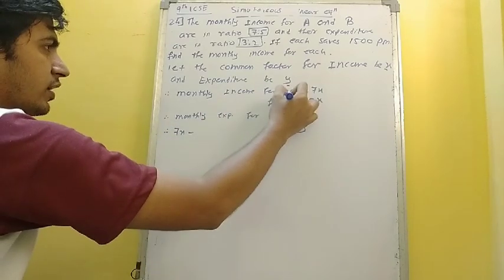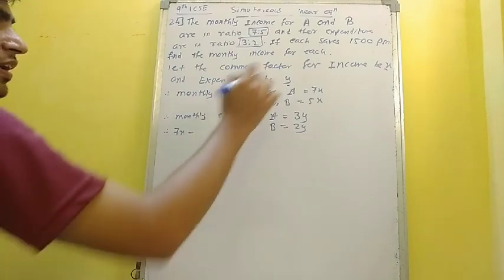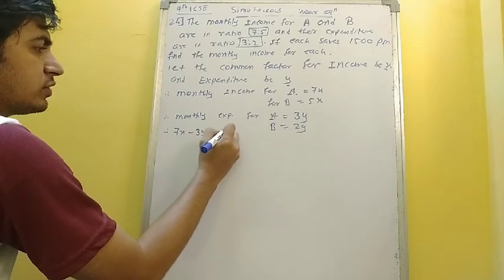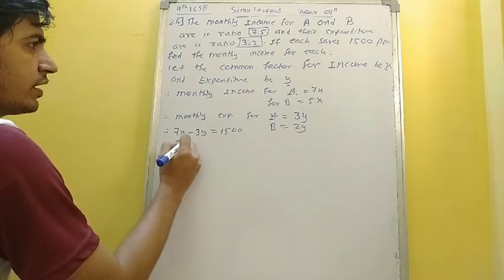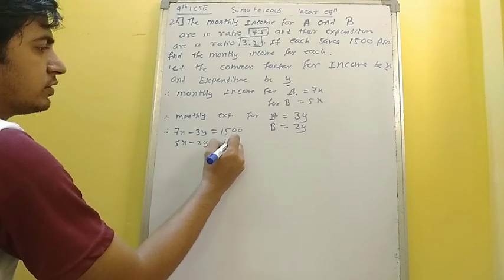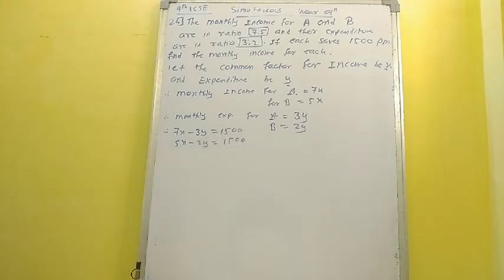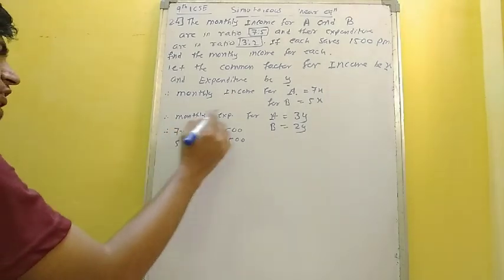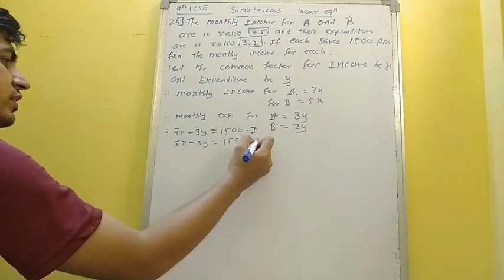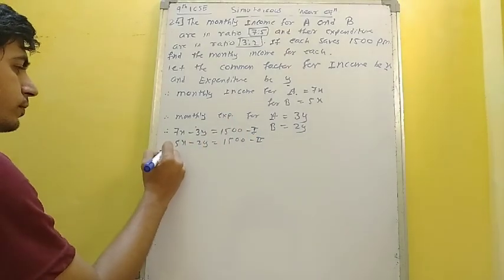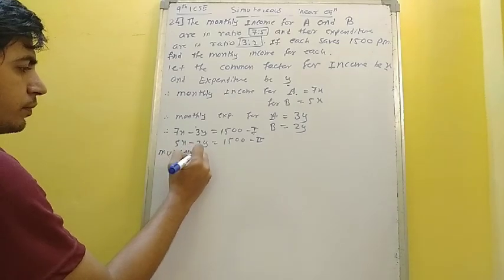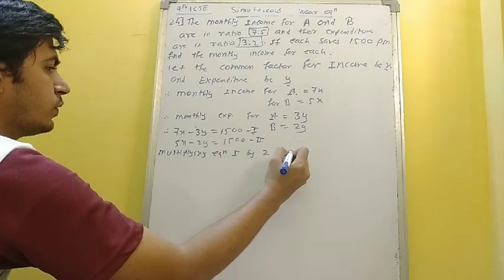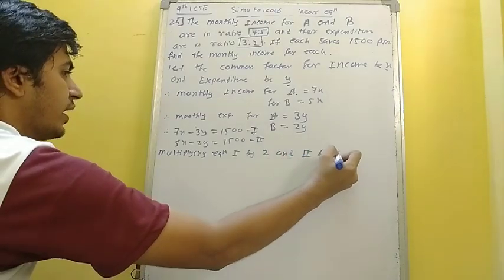Therefore, 7x minus the expense of A. Income minus expense is savings. So we have 3 and 2. Can we bring them the same by multiplying this equation by 2 and this equation by 3? So multiplying equation 1 by 2 and 2 by 3.